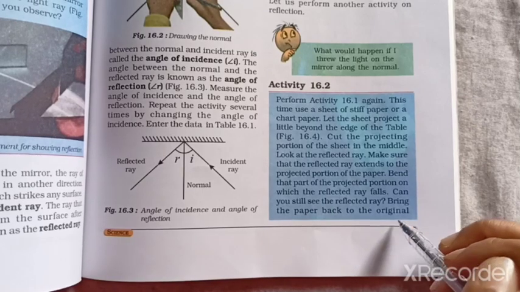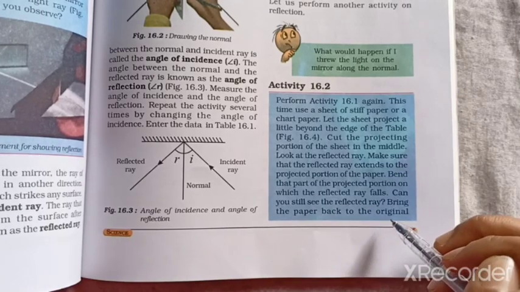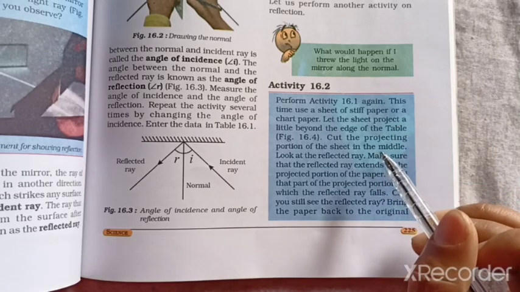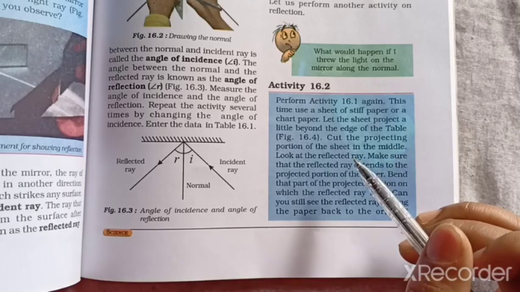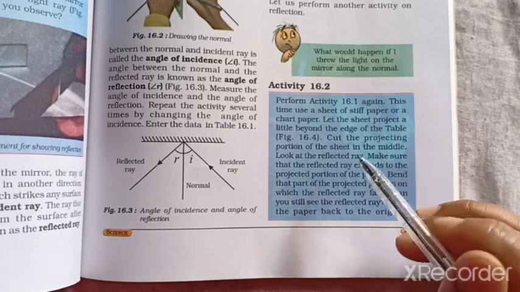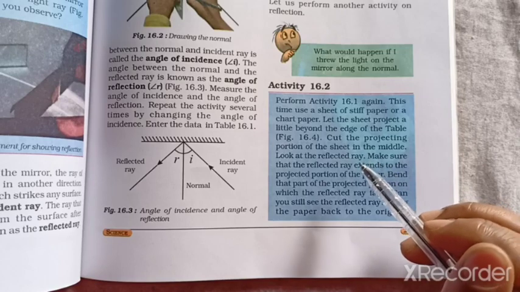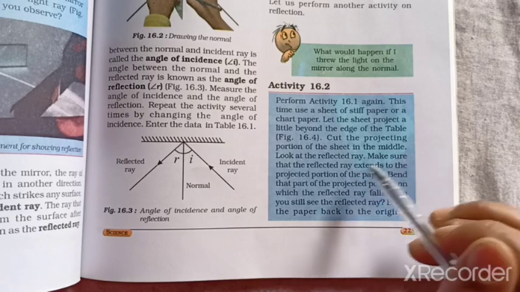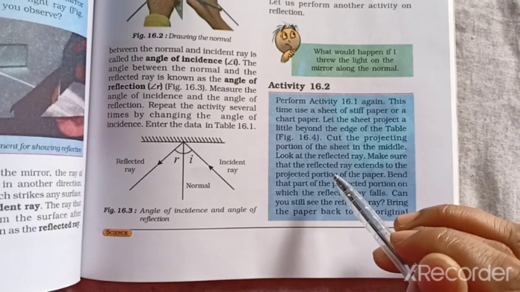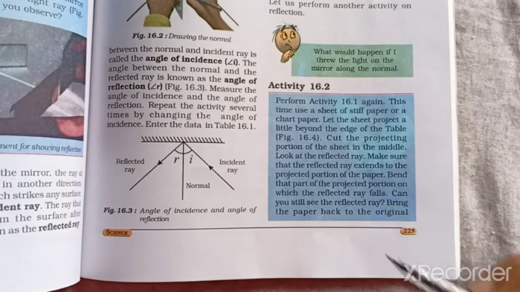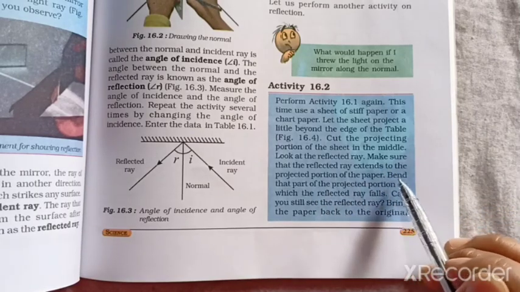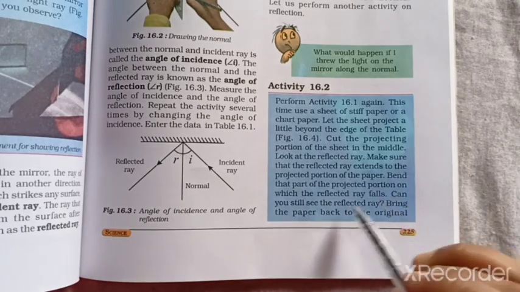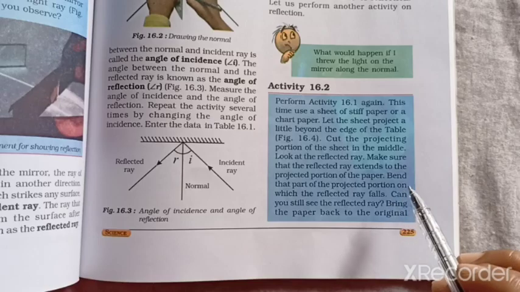So here, in activity 16.2, we have to perform activity 16.1 again, and this time we can use a sheet of stiff paper or a short paper, and we can project the sheet a little beyond the edge of the table. On doing this activity, cut the projecting portion of the sheet in the middle, and look at the reflected ray, and you can make sure that the reflected ray extends to the projected portion of the paper, and bend that part of the projected portion on which the reflected ray falls.